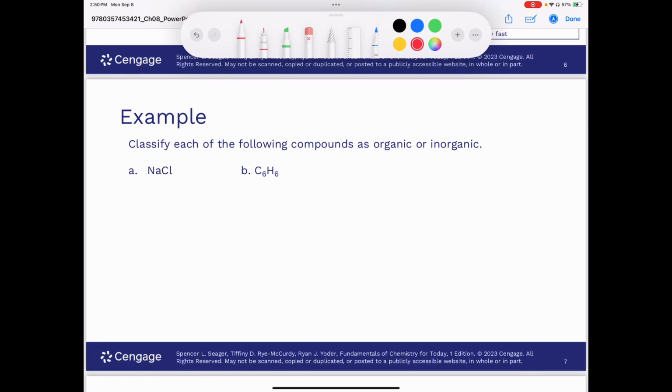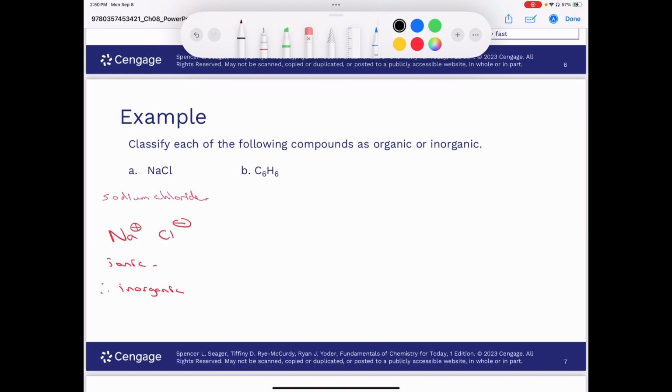I'll classify each of the following compounds as organic or inorganic. Well, the first compound, this is sodium chloride, which is an ionic compound. It's made of a sodium cation and a chloride anion. So it is ionic, and therefore it is inorganic. Doesn't even have carbon in it anyway.